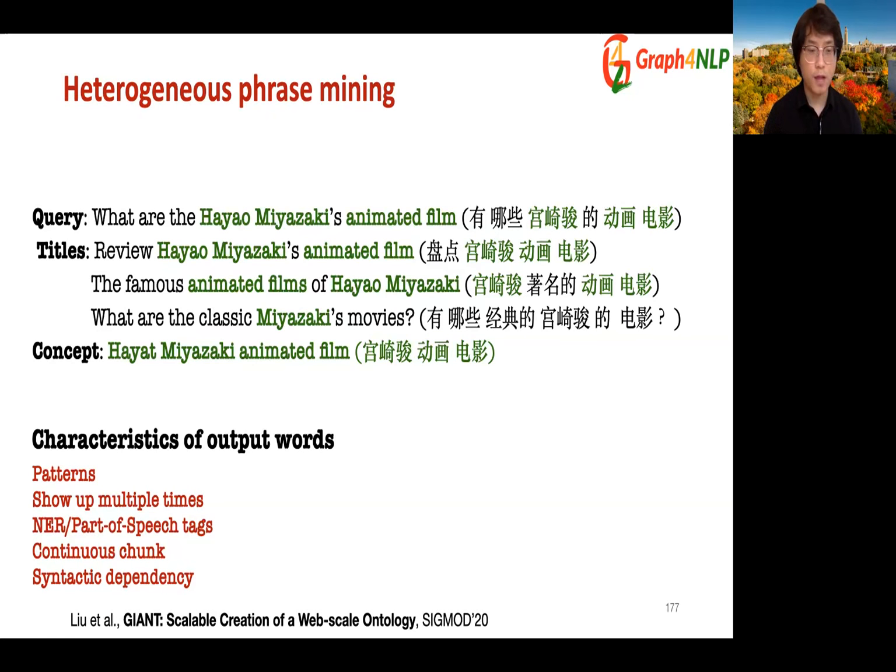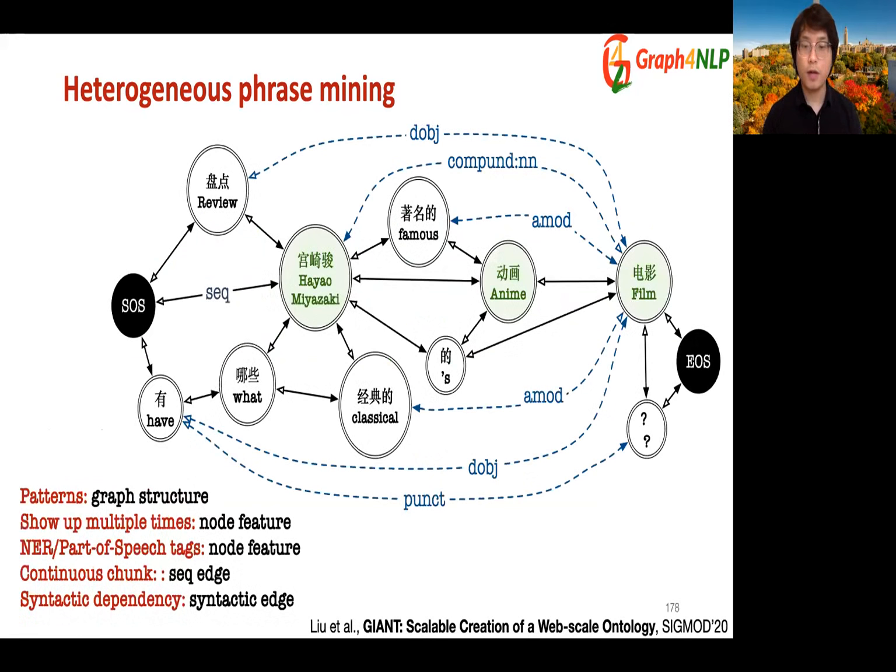Also, most of the time, the words will be continuous in the query or title. And the syntactic dependency between different words in the concept node will be similar, even though they may have different forms in the query or titles. So we proposed the query title interaction graph to encode all these features to make them more obvious and to help us extract different phrases, both concepts and event phrases, very efficiently in a unified manner.